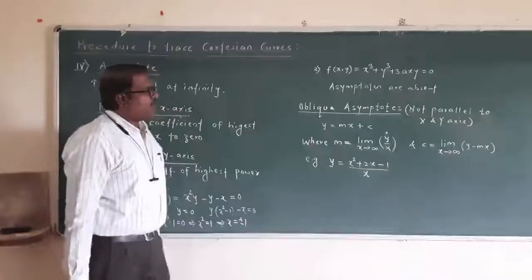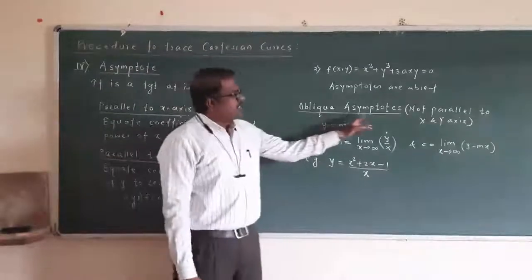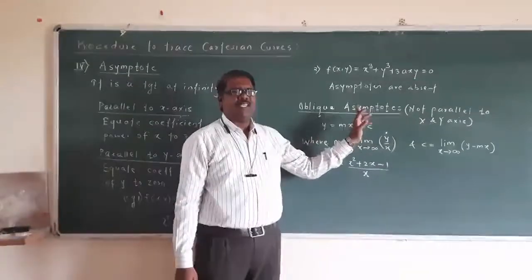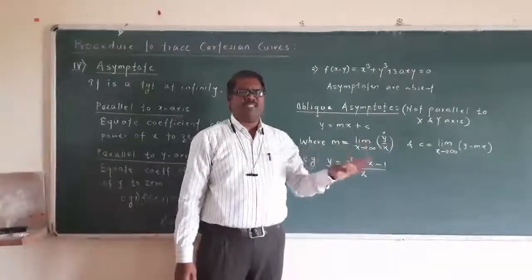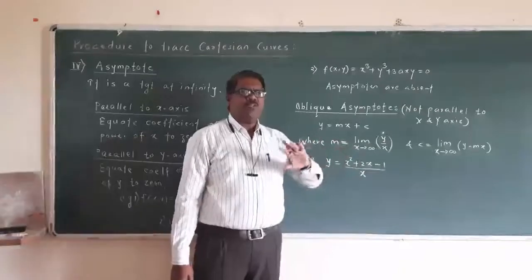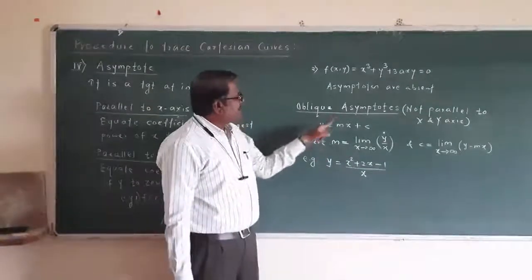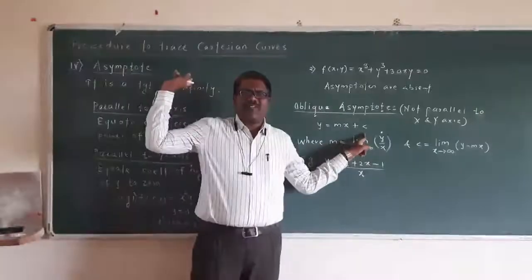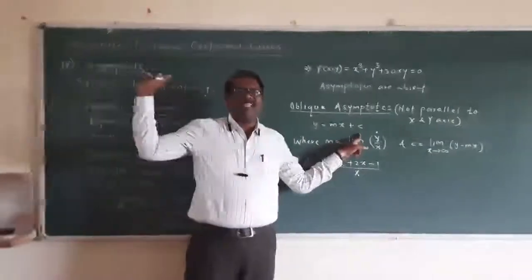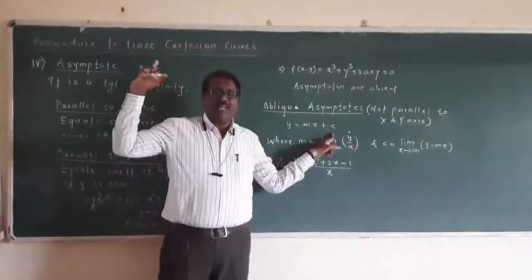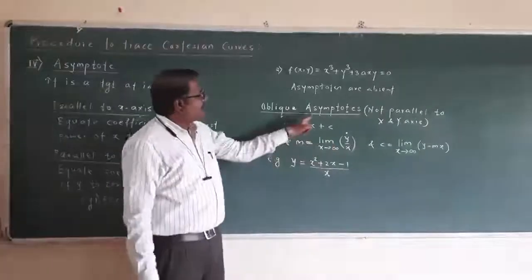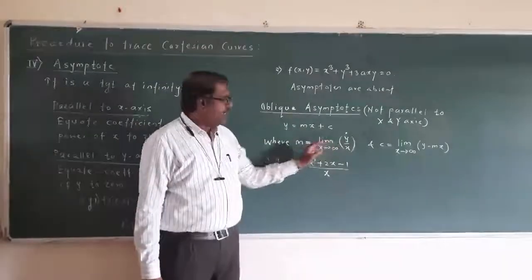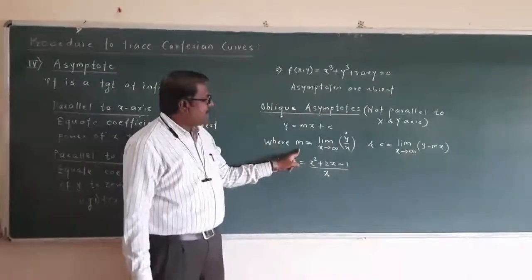Now the third variety of asymptote, it is oblique asymptote. And oblique asymptotes, it means these are the asymptotes which are not parallel to x-axis, not parallel to y-axis. So these asymptotes can be given as y is equal to mx plus c, because in beginning itself I told asymptote is a line which touches the curve at infinite distance.